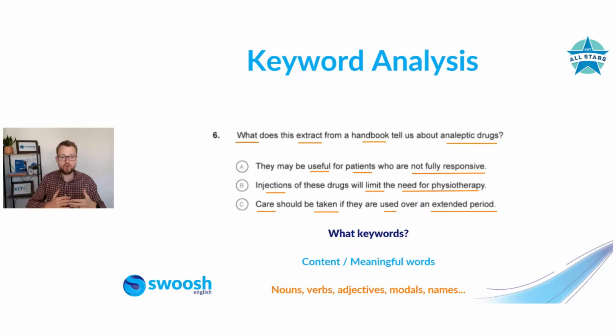Okay. So this is what we want to get into the habit of: analyzing these keywords, underlining them, taking a note of them, and then referencing them when we're reading around the question. Hopefully you've taken a note of those. What does the extract from the handbook tell us about analeptic drugs? Here are the key phrases that we should be looking out for.